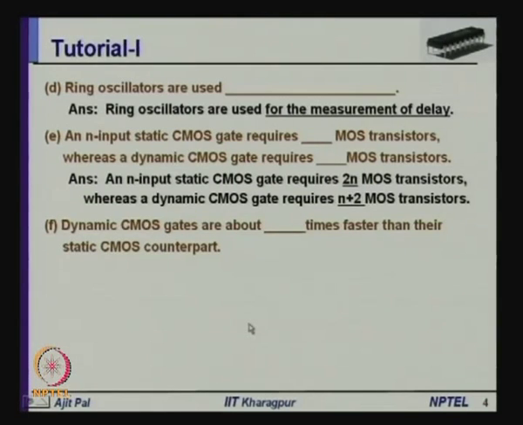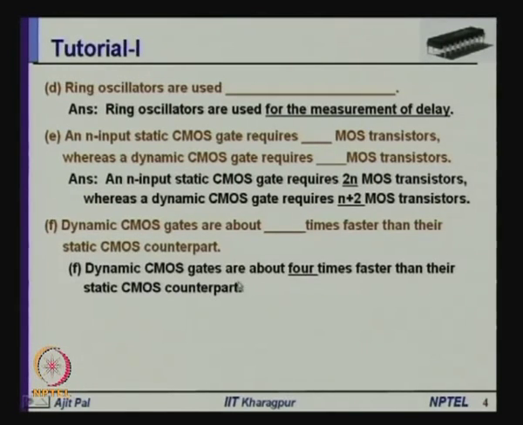So, half reduction due to reduction in the number of transistors, and another half reduction because of the lesser capacitance. So, we may say that about 4 times increase in speed is possible. So, the answer is, dynamic CMOS gates are about 4 times faster than their static CMOS counterpart.